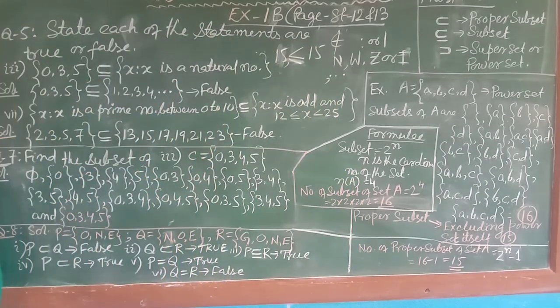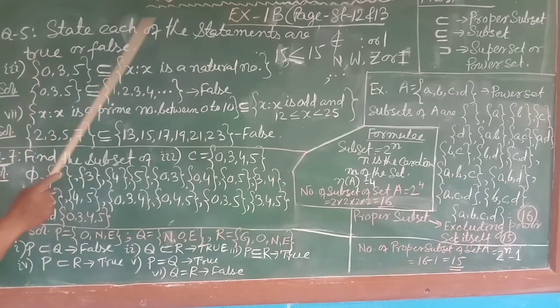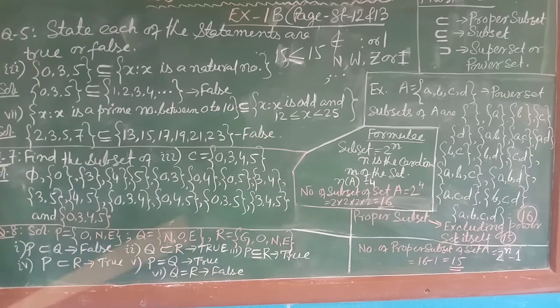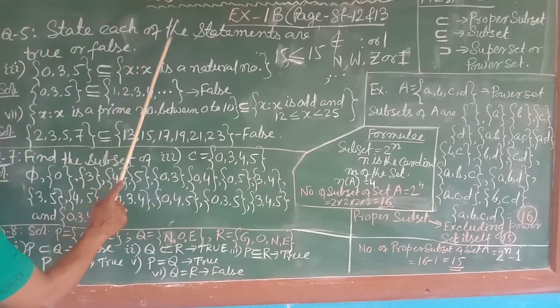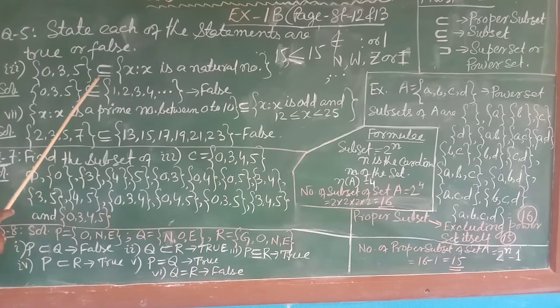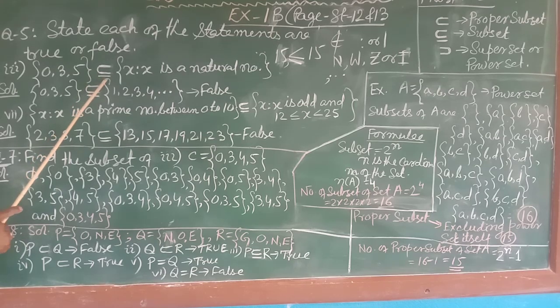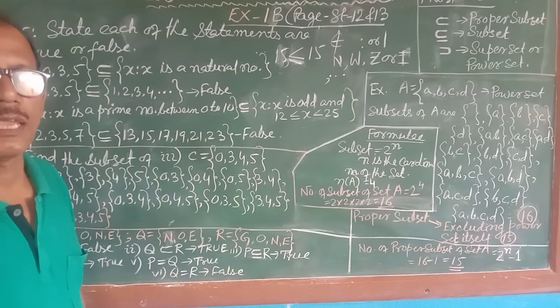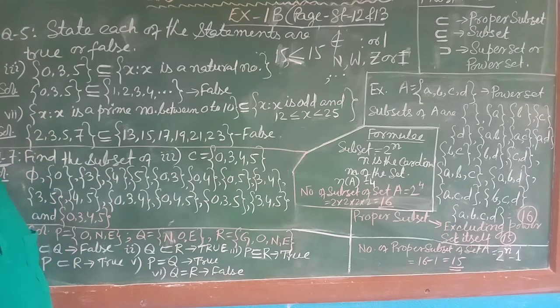Okay, now I will take the exercise of your 1B sums. Question number 5 I have taken. State each of the statements which are true or false. See here, what is the sign? This sign means proper subset. Equal to sign means subset. If the not equal to is not given, that is proper subset. You understand?